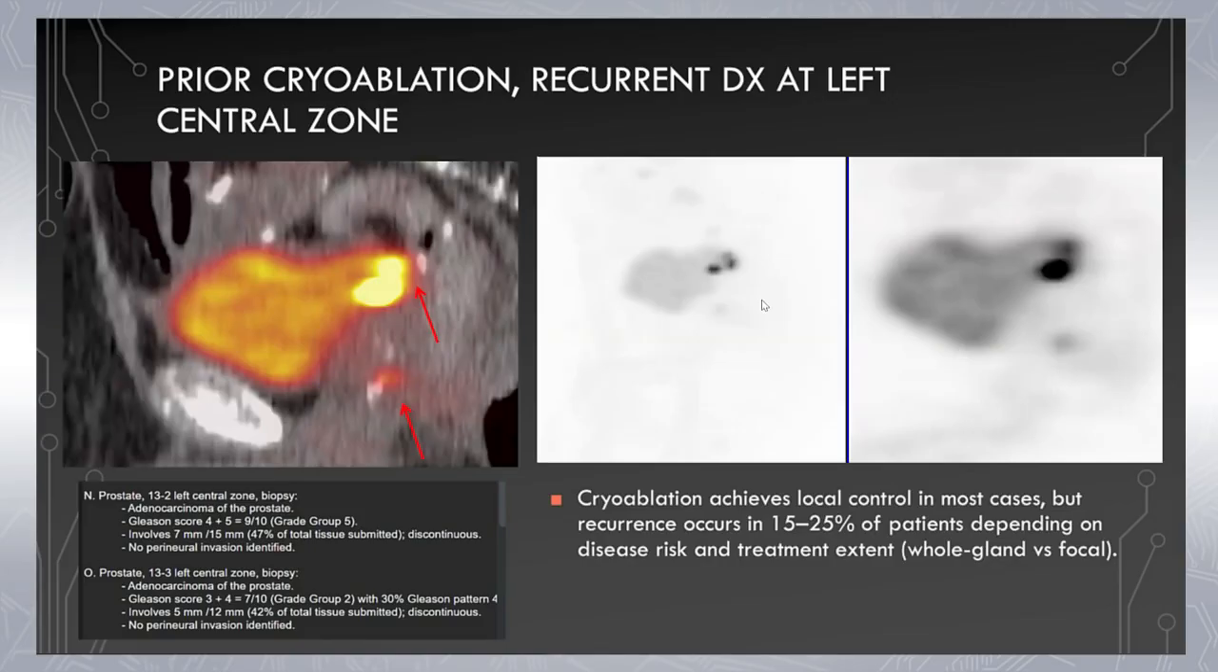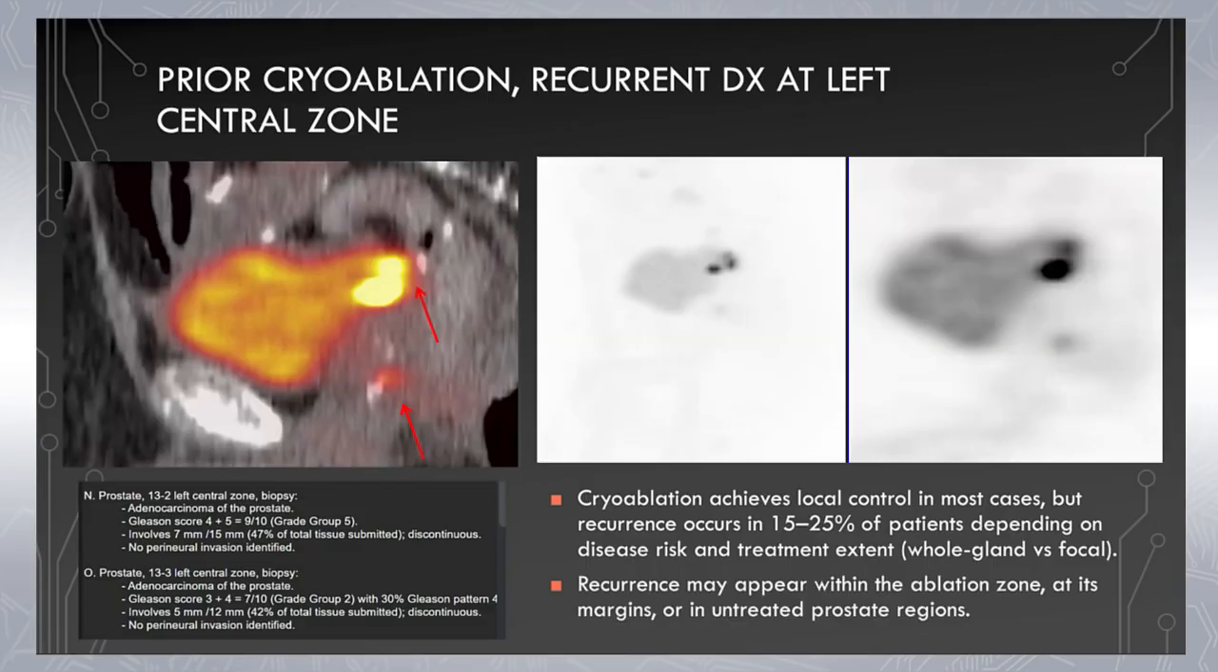With respect to cryoablation, it achieves local control in most cases, but recurrence occurs in about 15 to 25% of patients depending on disease risk and treatment extent, whole gland versus focal. Recurrence may appear within the ablation zone, at its margins, or in the untreated prostate region. So in this case, we have an untreated region in the central and more posterior bladder, but then we also had disease recurrence at the treated zone. And again, the presence of low-level uptake within the urinary bladder, very helpful here.